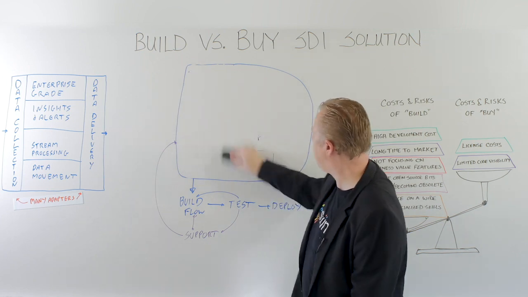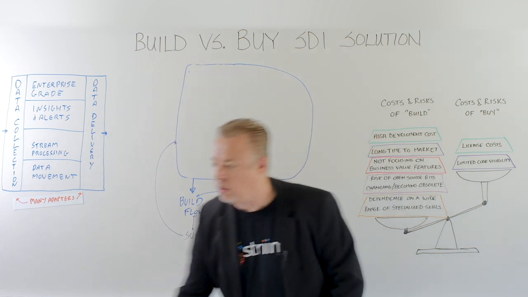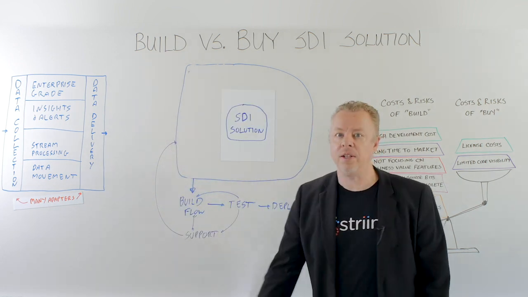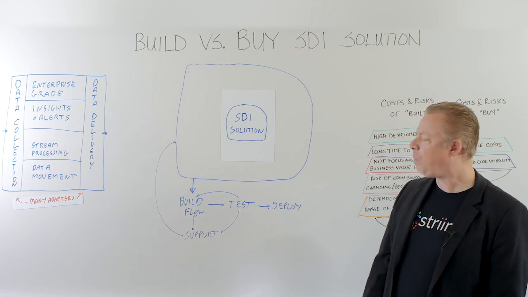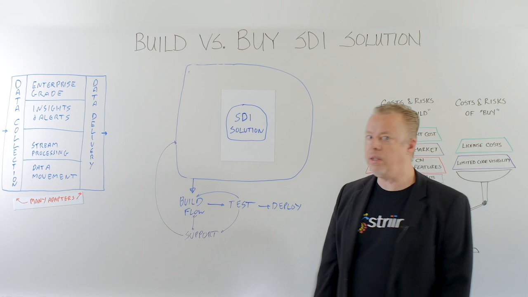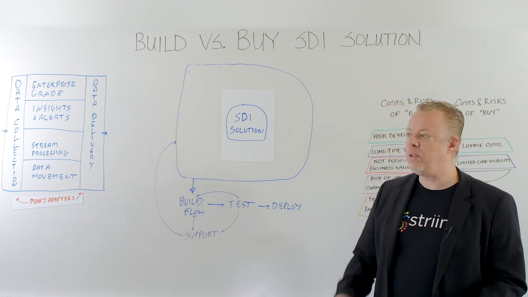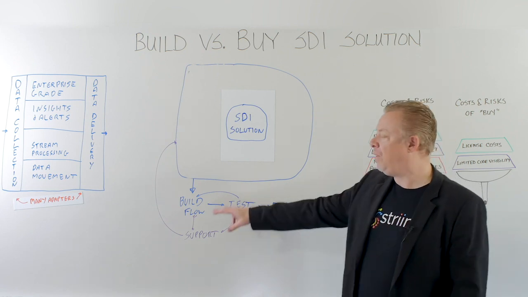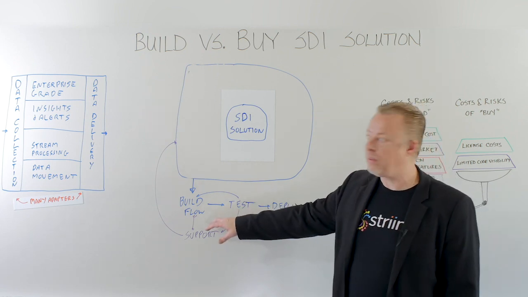You're basically saying, I'm going to replace all those pieces of open source I have to put together myself with an SDI solution that's out of the box. Basically, you'll download the solution and start building your data flows. And so that is going to massively reduce the amount of time that it's going to take for you to start building your data integrations.